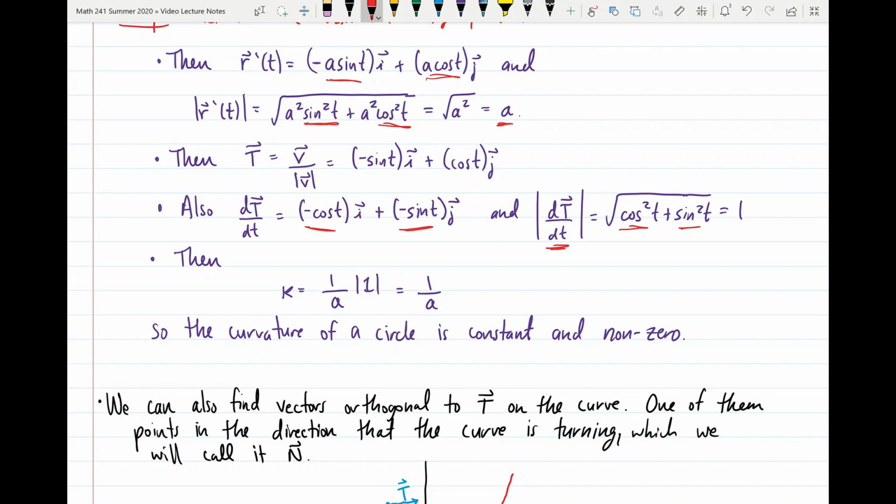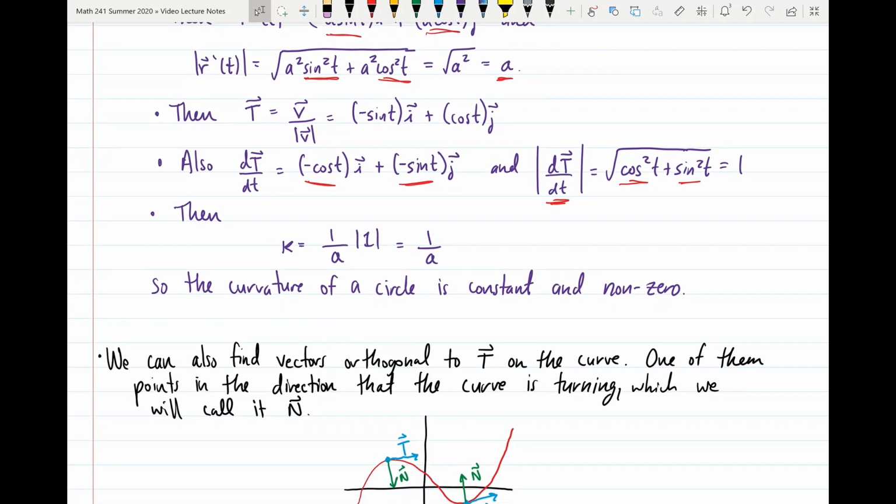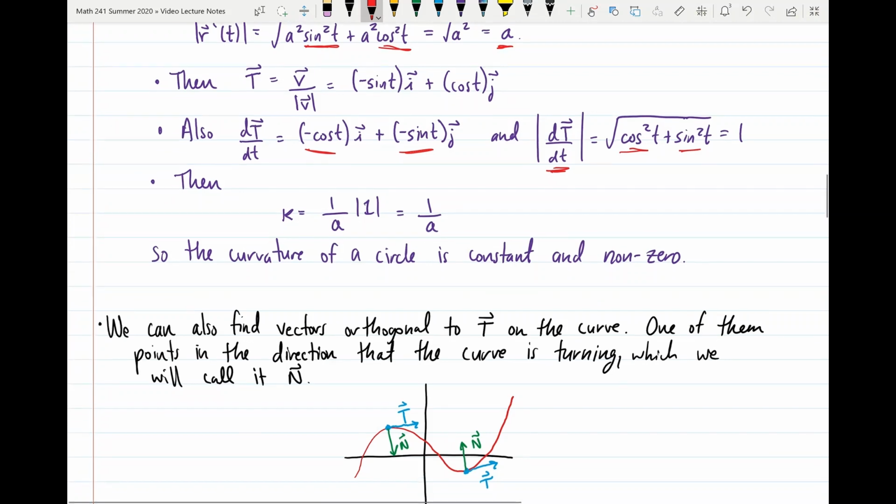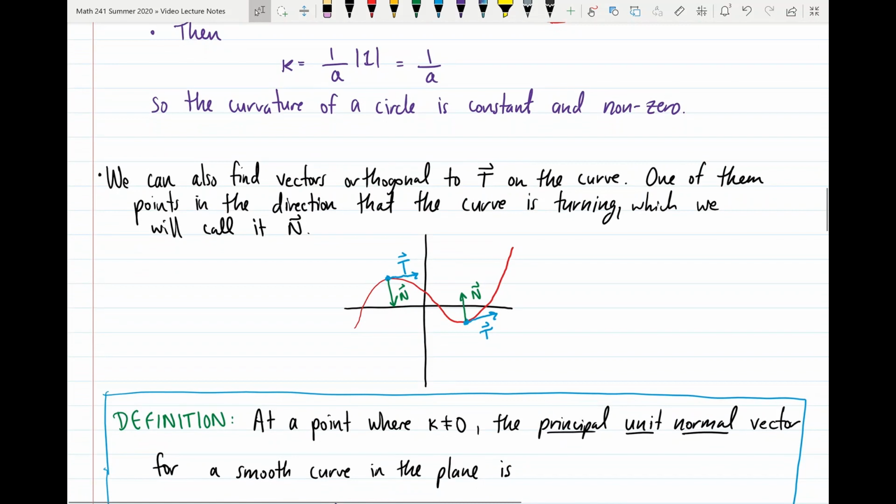So we find that the magnitude of the derivative of the unit tangent vector with respect to t is equal to 1. And for this reason, kappa, or the curvature, is equal to 1 divided by a times the absolute value of 1, which is of course just 1. So kappa is equal to 1 over a for all points along the curve. So we find that the curvature of the circle is going to be constant, it's going to be non-zero, and it's going to be equal to 1 divided by the radius of the circle for all points along the curve.